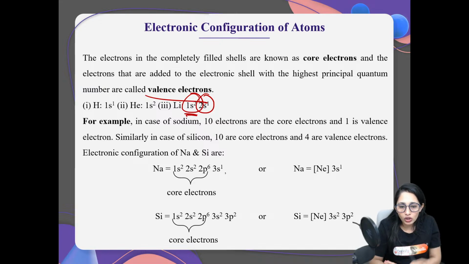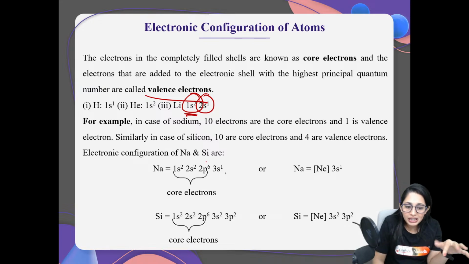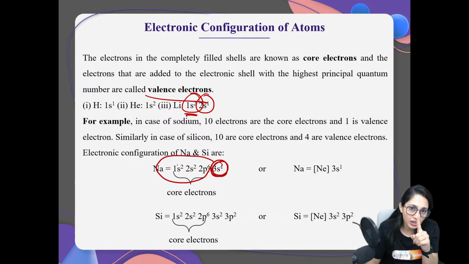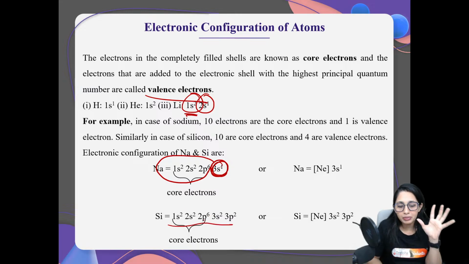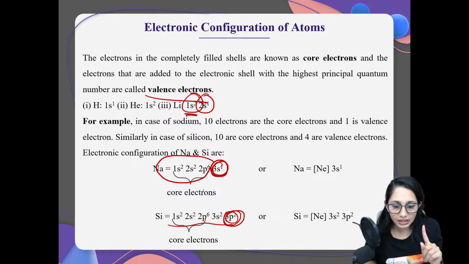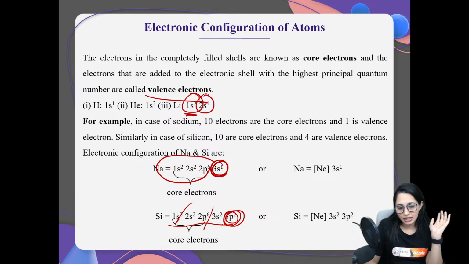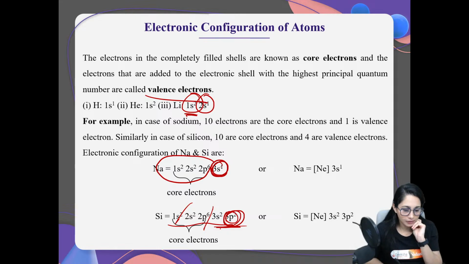For example, in case of sodium, there are 10 electrons that are the core electrons, because all of them are completely filled. That's why, see, completely filled. This one is not completely filled. There is only one electron. It is not paired. This is the valence electron. In case of silicon, see the silicon here. So all of them are completely filled. Okay, not the P. It's not completely filled. So in case of silicon, 10 are core electrons and 4 are valence electrons.